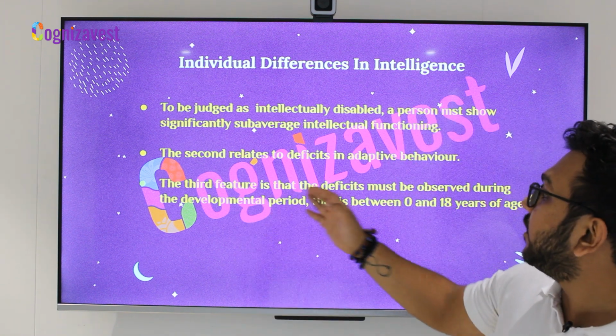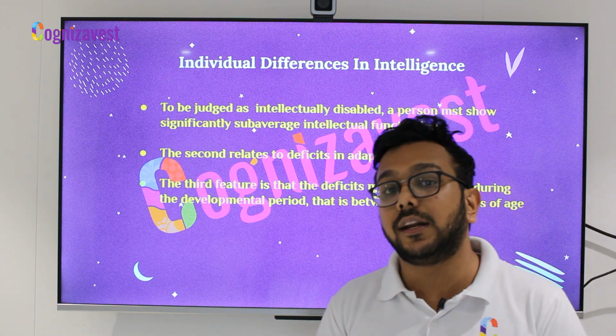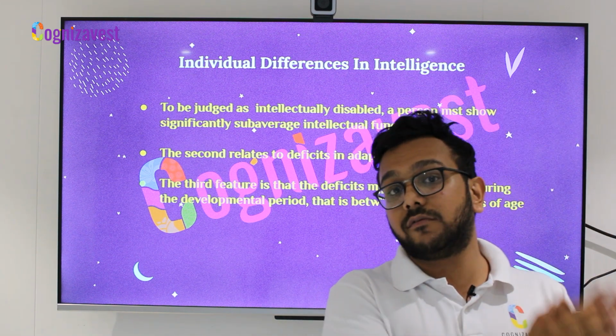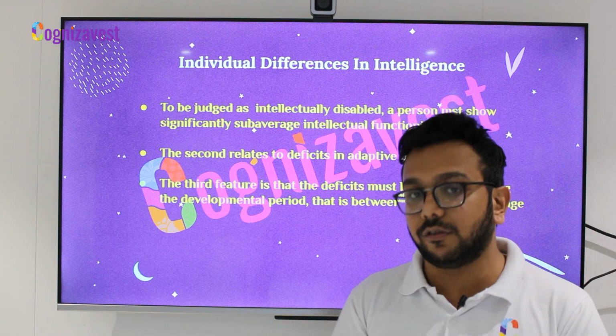The third feature is that the deficits must be observed during the developmental period, that is between 0 to 18 years of age. You get to know about someone who is intellectually deficient between the developmental period, which is 0 to 18 years of age.